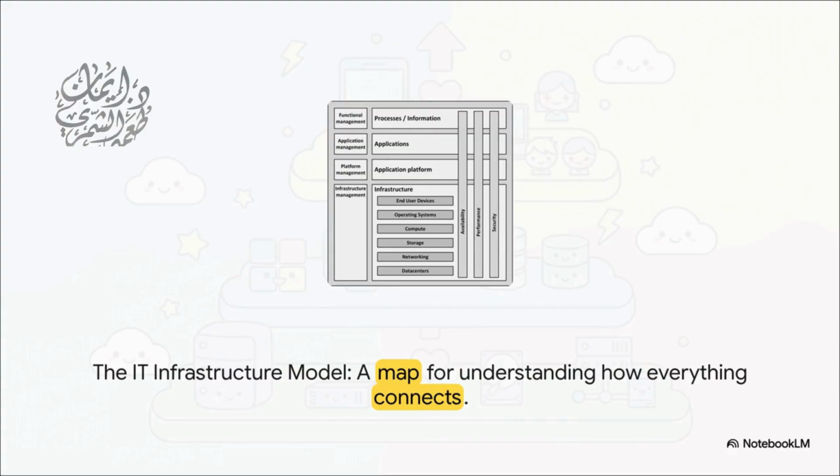This model breaks down the entire complicated IT world into a simple stack of layers. Right at the very top, you've got the purpose of the business, and it goes all the way down to the physical hardware humming away in a data center at the bottom. We're going to use this to guide us through the rest of the way.